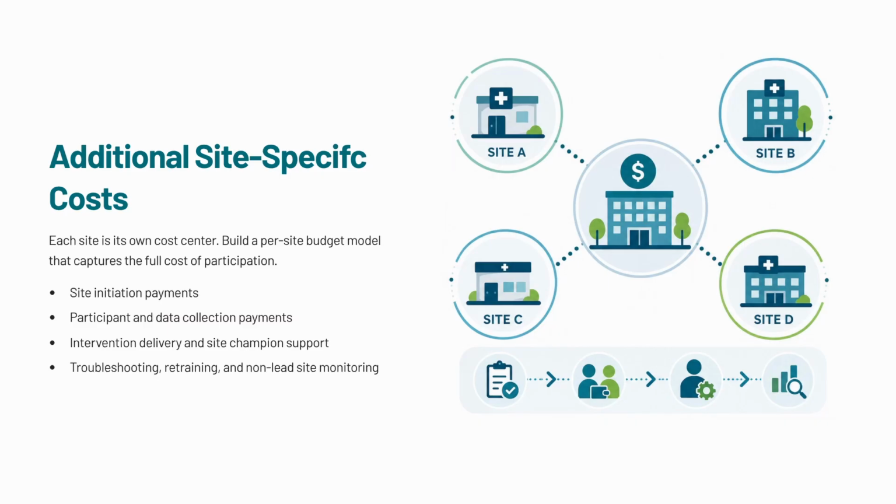After data and analytics, we need to look closely at site-level costs. Each site is its own cost center. Even when sites are following the same protocol, they may need different levels of support, training, monitoring, and troubleshooting. A per-site budget should include initiation payments, participant-related payments, data collection payments, intervention delivery support, and time for a local site champion if needed. It should also include the costs of helping sites when things do not go as planned, such as retraining, technical support, or extra monitoring for non-lead sites.